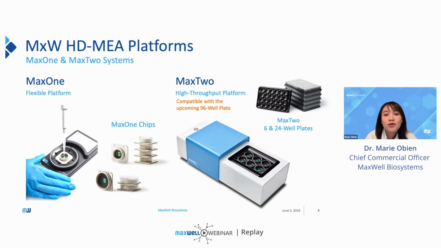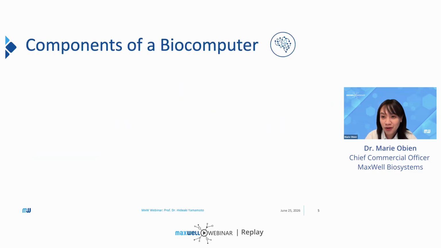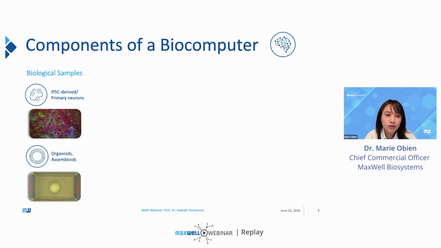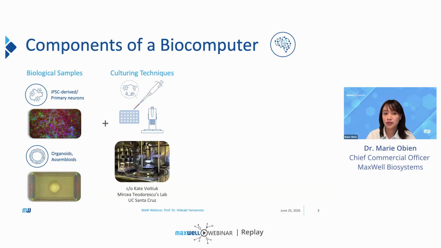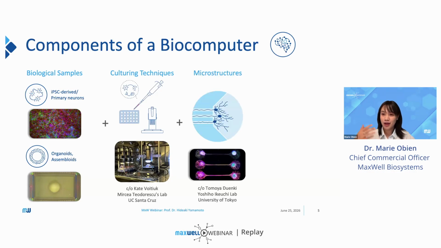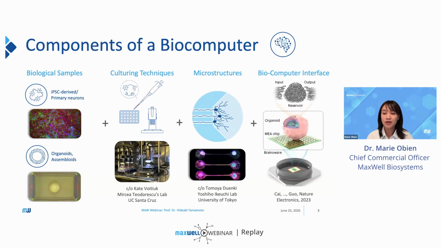But today, I would like to focus more about the biocomputer. So what are the components of a biocomputer? Of course, we would need biological samples, whether that is 2D cultures or organoids. And then we need to have proper culturing techniques and also maintenance of these cultures. Of course, if you would want to have more complex networks, which we will also see today in the presentation, it would also be good to include some microstructures using PDMS or other devices. And finally, to have a biocomputer interface. In this case, that will be our system, our high-density microelectrode array.